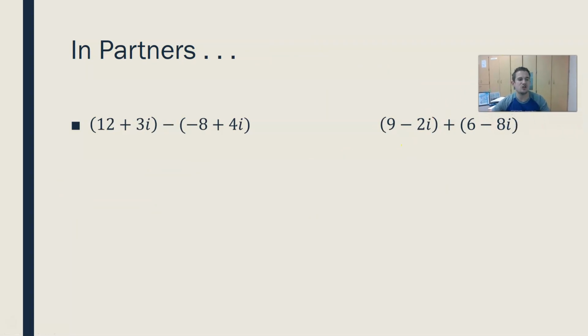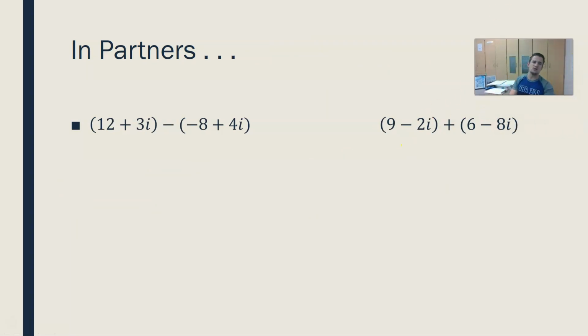Let's try just a couple more so we can get used to what these look like. If I have 12 plus 3i minus negative 8 plus 4i, first of all, that minus is going to change each of these signs, so this turns into plus 8 minus 4i, and then I'd have 12 plus 3i over here. Again, I'm just combining like terms.